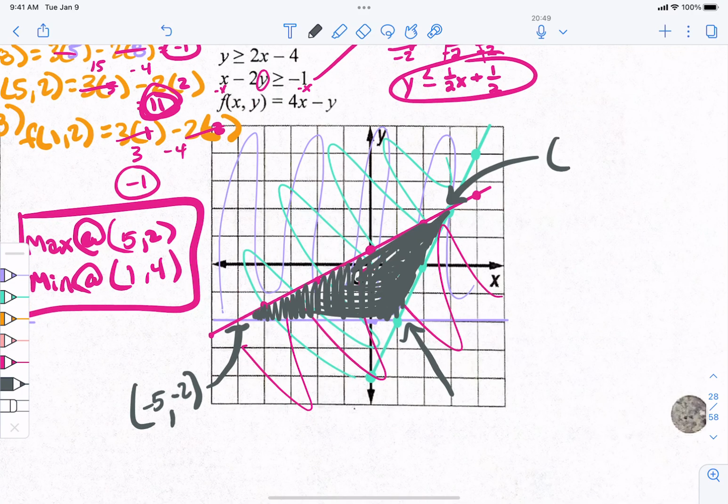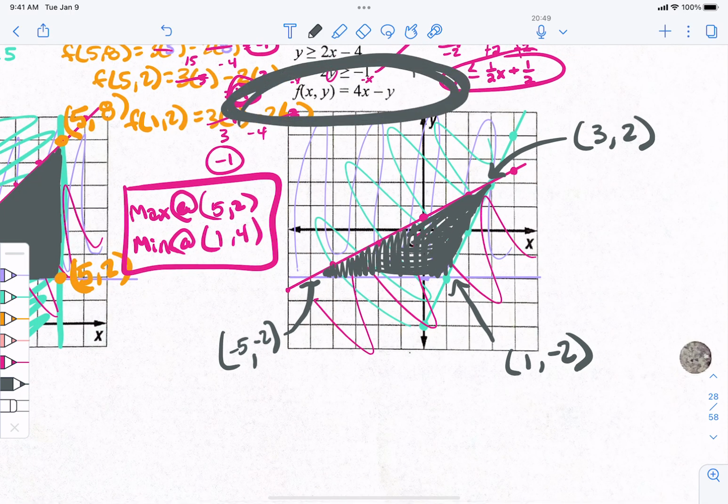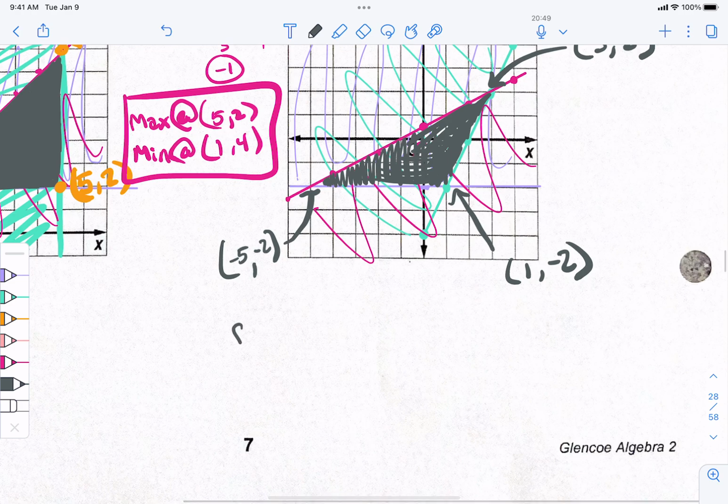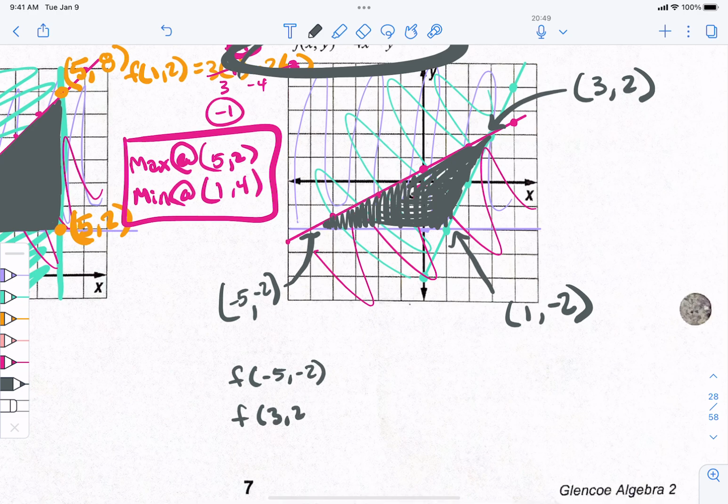What is 3 comma positive 2? And this bottom one down here is 1, negative 2. Now, almost done. We have to plug those into this one right here, 4x minus y. So we're going to do f of negative 5, negative 2, f of 3 comma 2, and f of 1 comma negative 2.